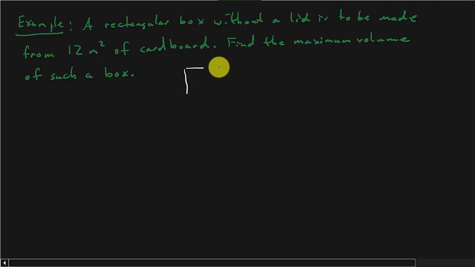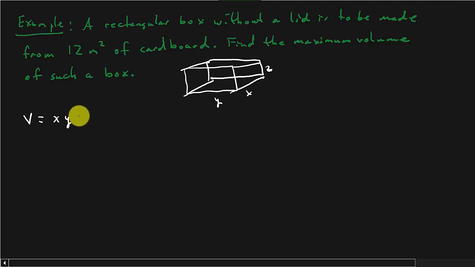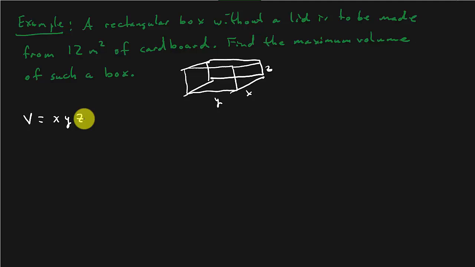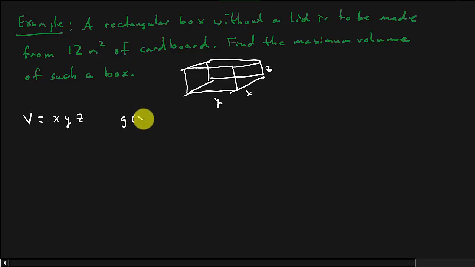All right, so you've got your box here, right? Here's your rectangular box. All right, and we know the volume is x times y times z, right? All right, so that's the volume. And then we've got g of x, y, z, okay? So we have our constraint here that it's made from 12 square meters of cardboard.